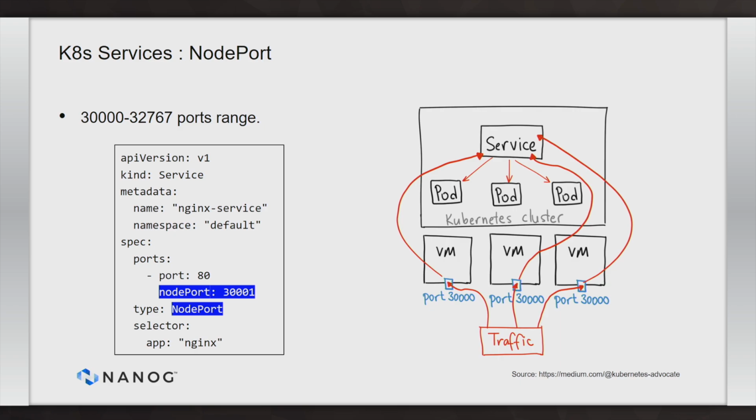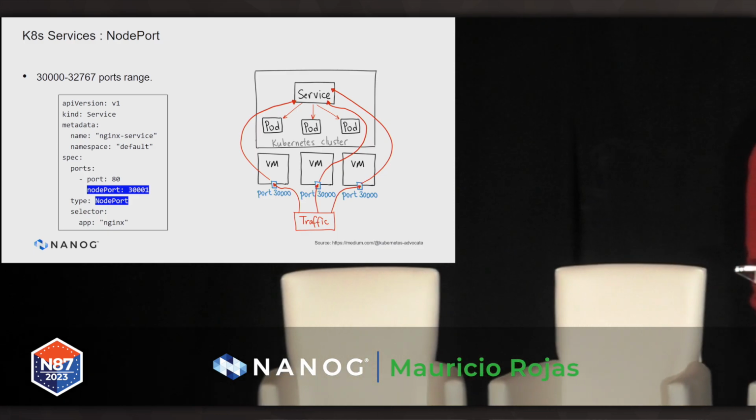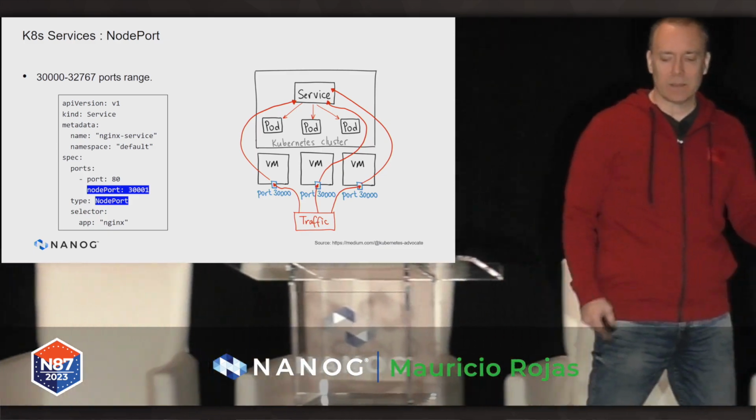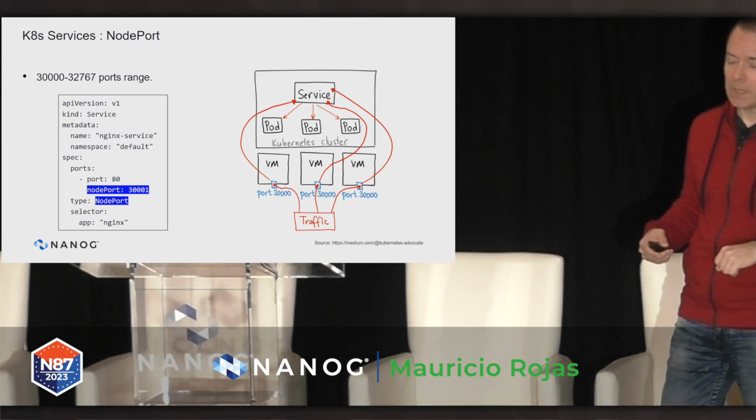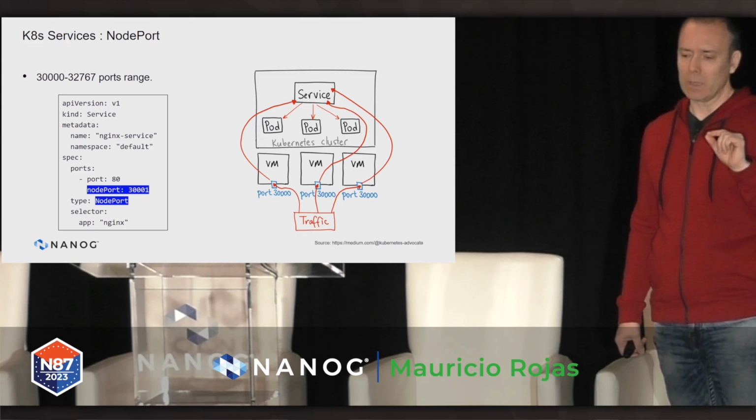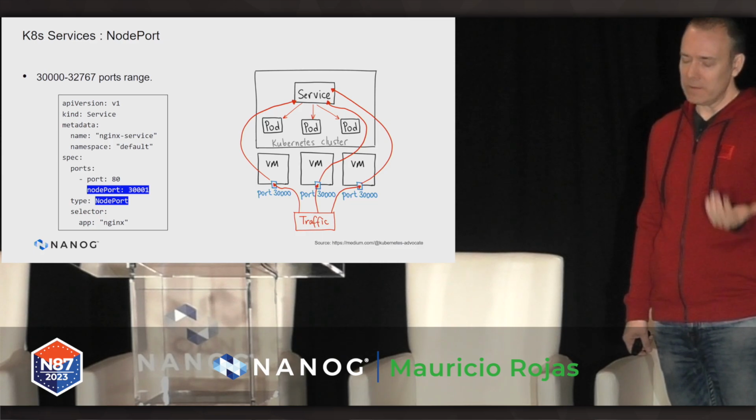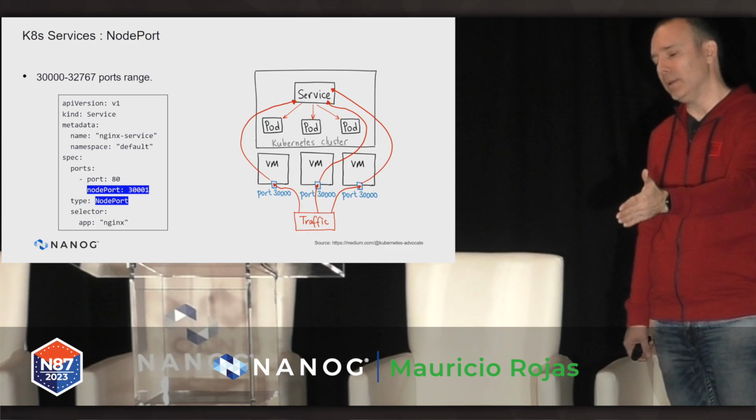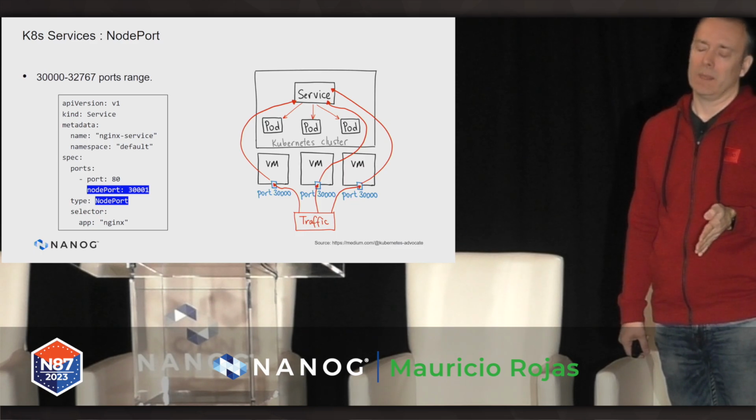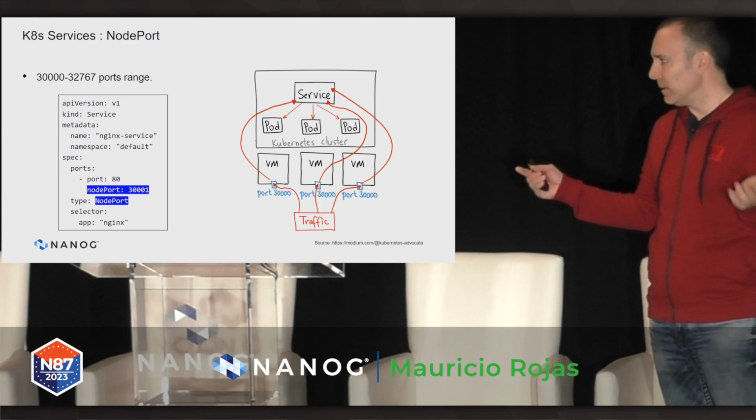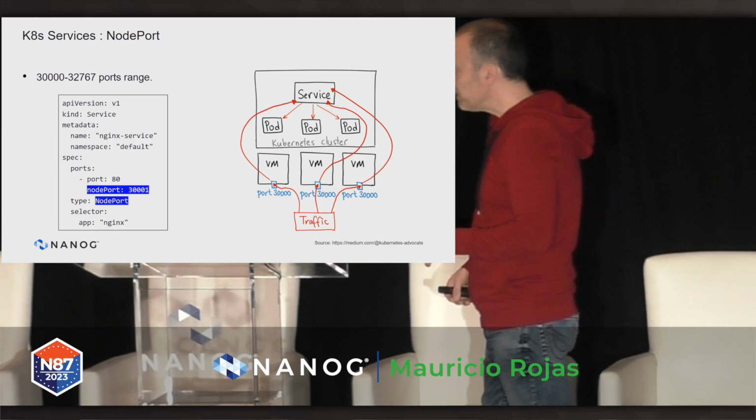Also, Kubernetes has an internal DNS. This is why you have all that information exposed to every pod. And you can define the NodePort number, but if you don't define it, the system is going to give you one of the ones that are available at that moment.